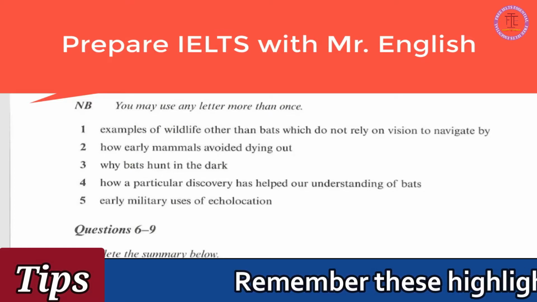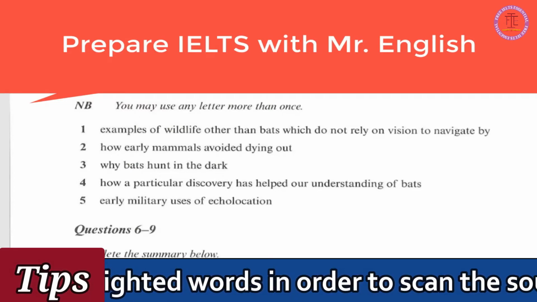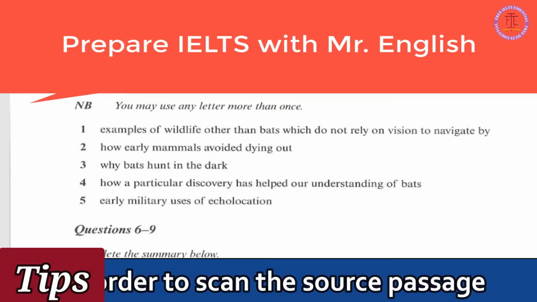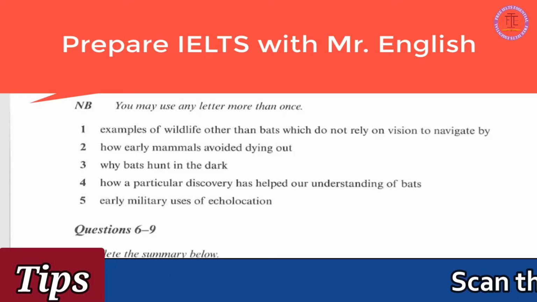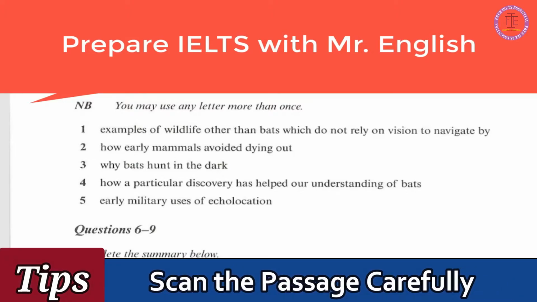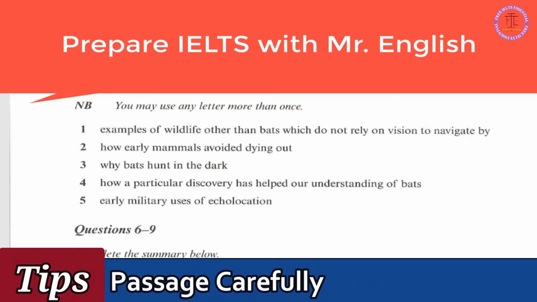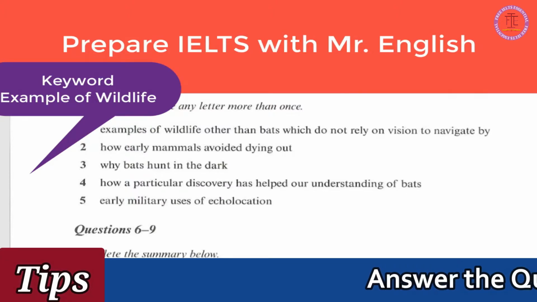So let's read the first question statement. It's examples of wildlife other than bats which don't rely on vision to navigate by. So it means there are 2 types of animals given over here. One is bats and the animals other than bats. So that one must keep in mind. It's an example of wildlife, and just like bats, they don't rely on vision.